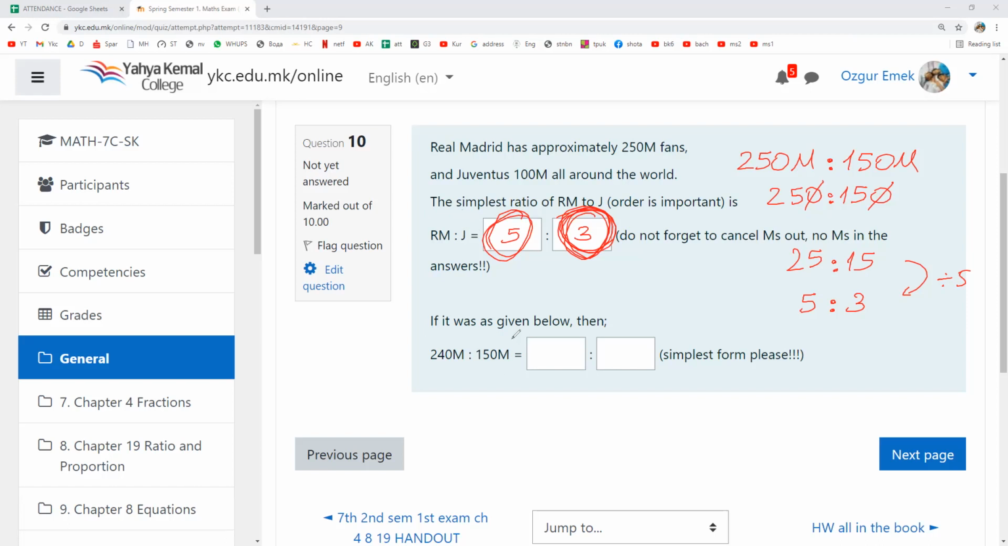How about if the numbers were 240 million, 150 million? Again, let's start with canceling out M's, 240, 150. And next, cancel zeros from each, 24 to 15. Now they are not divisible by 5. I mean, both are not divisible. 15 is, but 24 is not. So I need to find another number. He's showing 3. We should divide each by 3. So we'll get 8 to 5. 8 to 5.